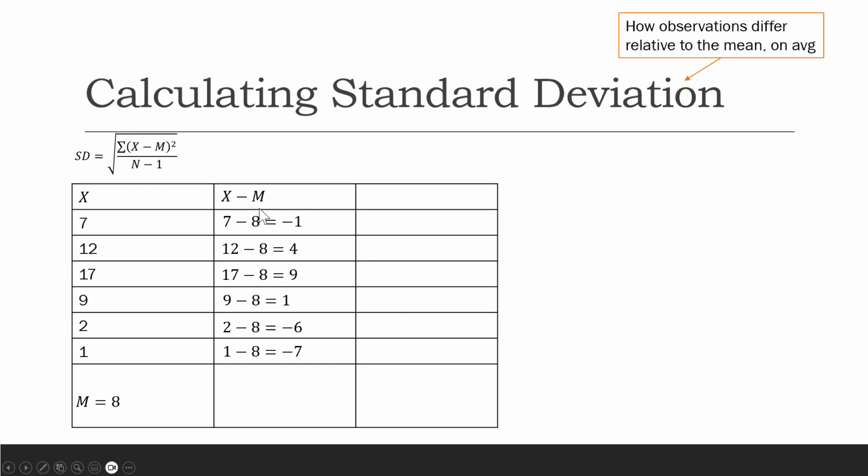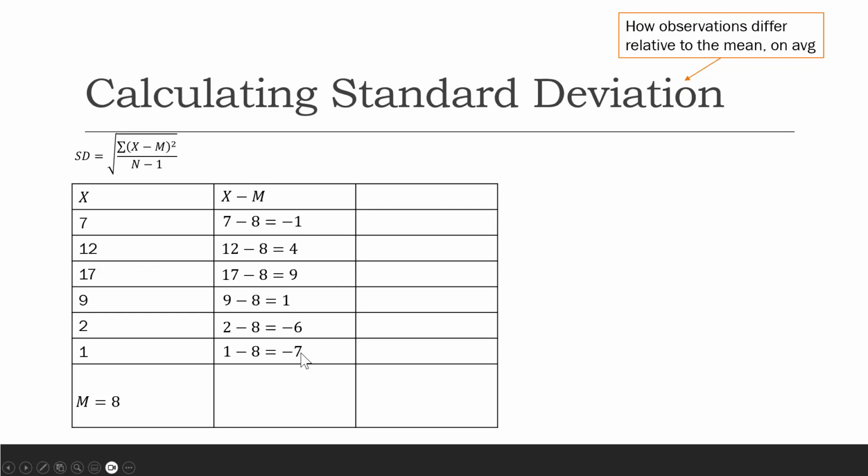Now, I want to calculate how far off observations are from the mean on average. Well, in order to calculate an average, all you have to do is add them all up and divide by the number of observations that you just added up. So let's try to just do this. Let's take all of these deviations, add them together, and divide by the number of observations we have.